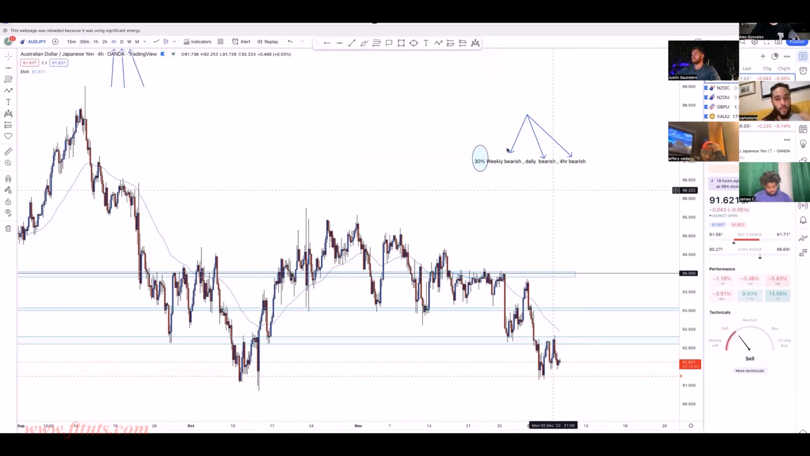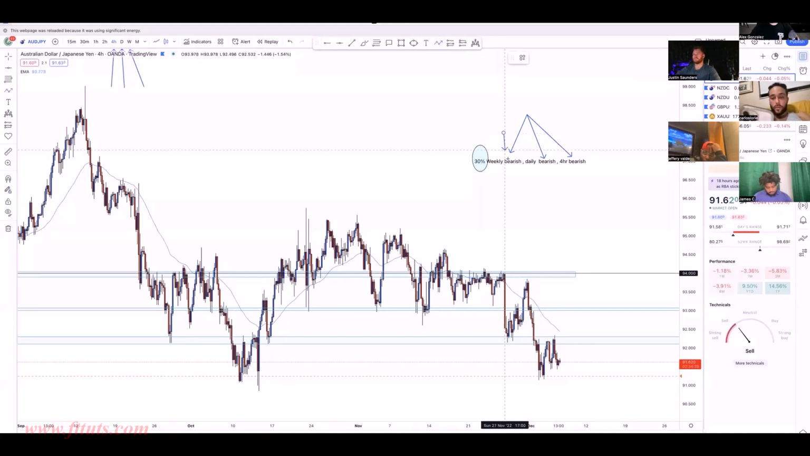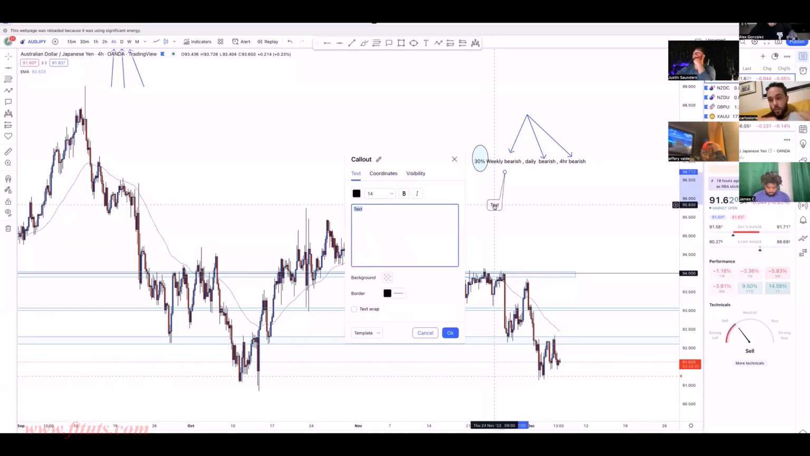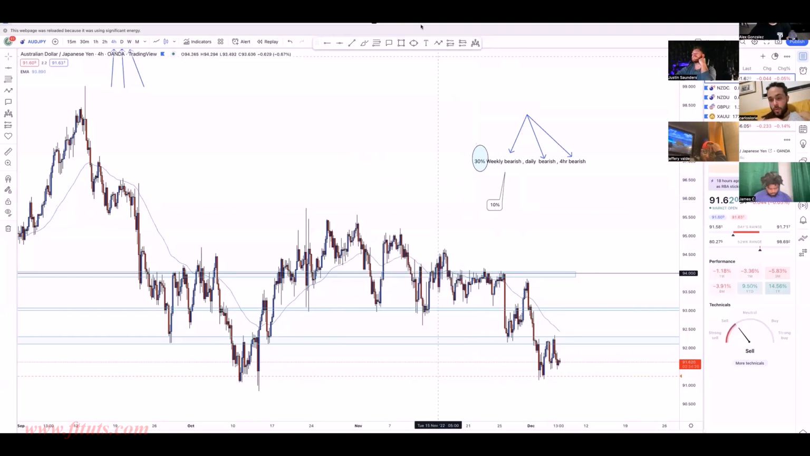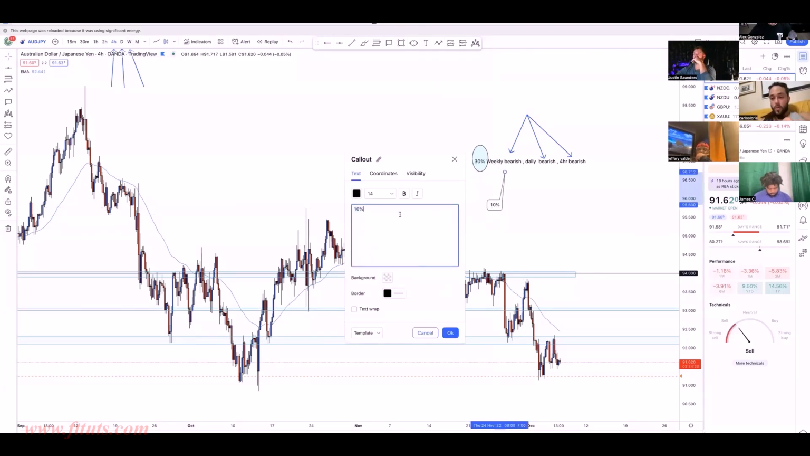What is the 30%? Great question. So every single time frame in sync is 10% towards your grade. So this time frame being bearish, this is 10% towards your grade. This is 10% towards bearish.